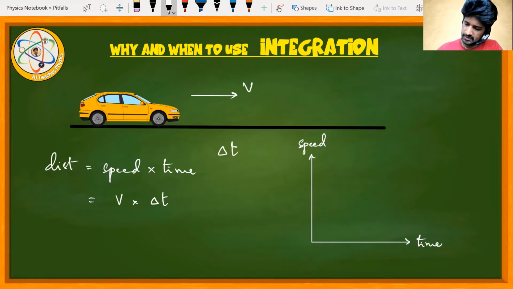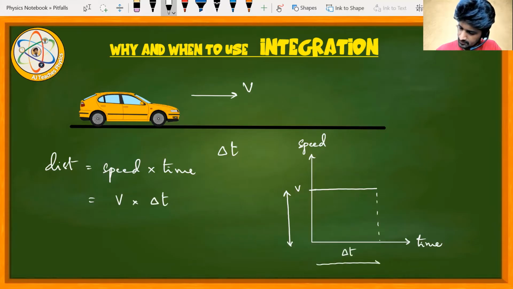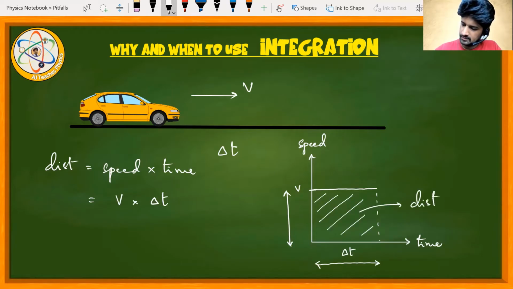If you consider the graph of speed versus time, the car maintained a constant speed v for the entire duration delta t. On the speed time graph, v would be the height of the graph and delta t would be the width of the graph. And when you multiply v and delta t, what you effectively get is this area. And the area is the distance traveled by the car. So we can say that distance is the area between the speed graph and the time axis. And this is the proof for it, at least when the speed is constant.